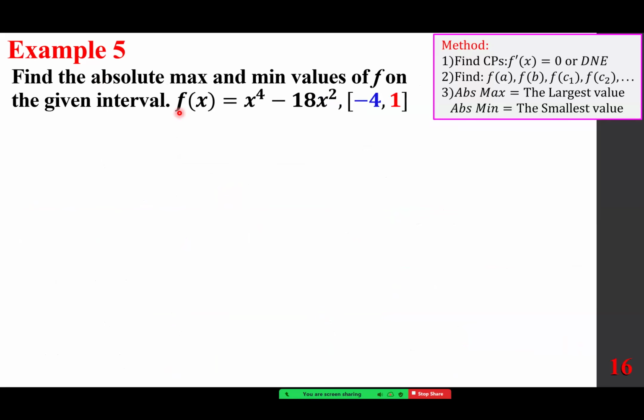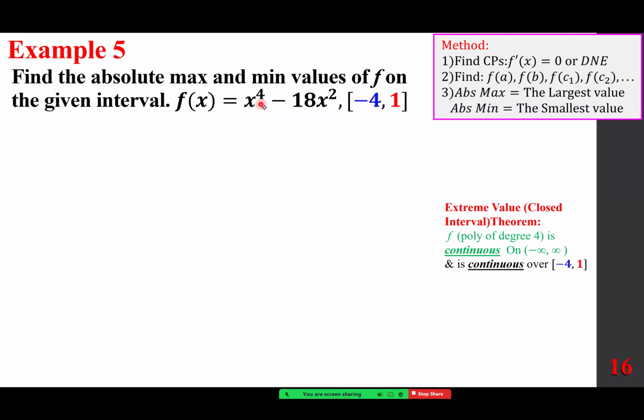And now we continue with the same type, but the function f of x this time is x to the power of 4 minus 18x squared. We want to find the absolute maximum. First things first, let's discuss the type of function that we have. Obviously, this is a polynomial of degree 4, continuous everywhere from negative to positive infinity. Therefore, it's continuous in the given interval of negative 4 to 1. So that works. Since it works, let's go with the methodology and find f prime first.